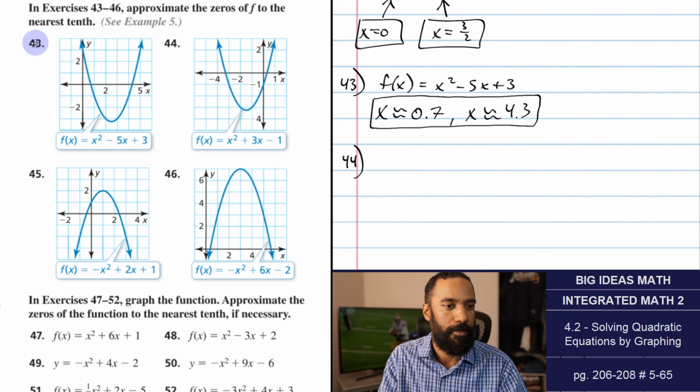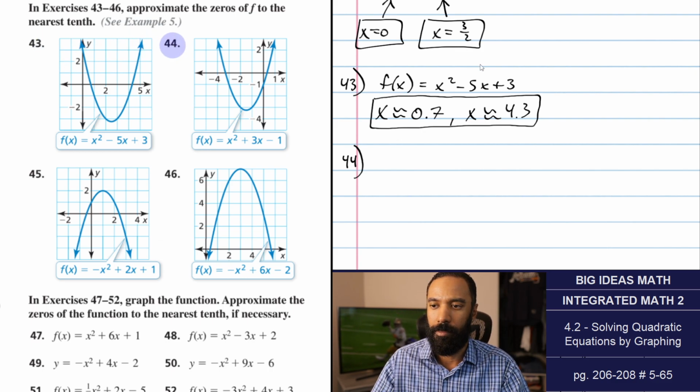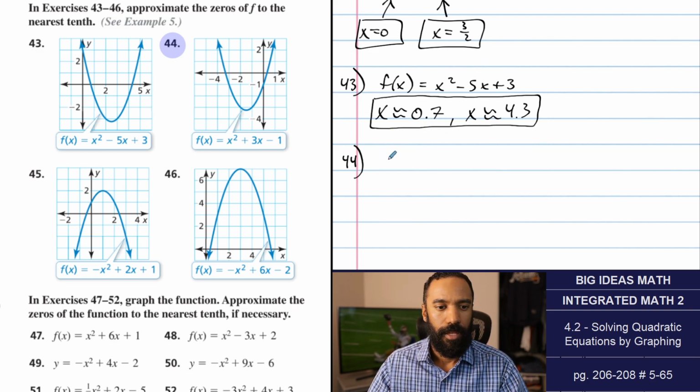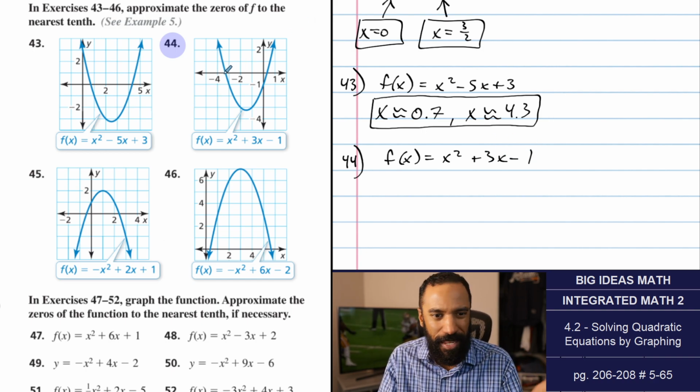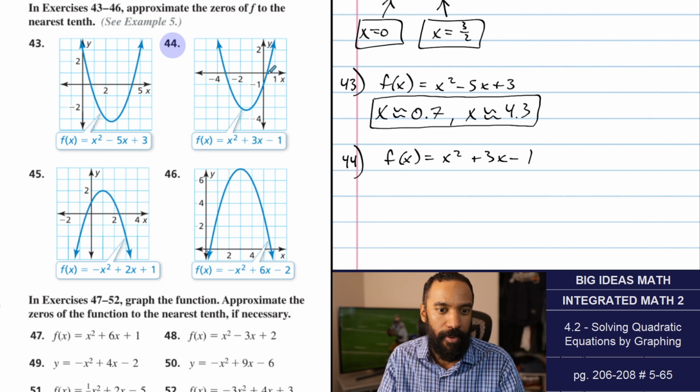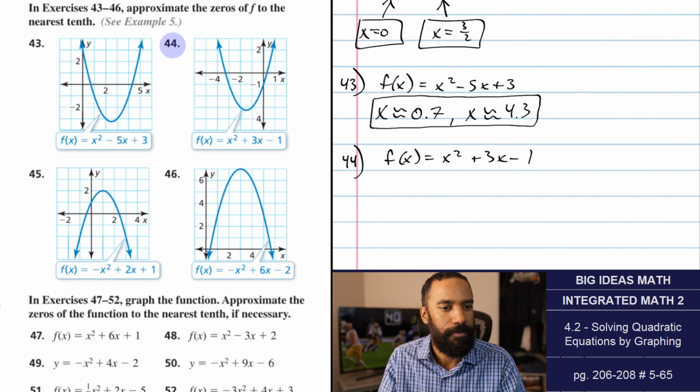Let's move forward. Let's see the approximations, make our best guess, and go from there. F of x equals x squared plus 3x minus 1. Looks like it's going to be somewhere between negative 3 and negative 4. Negative 3.4, negative 3.3, I don't know. And then maybe around 0.3 or 0.4 on this other side. So let's go ahead and go back to the calculator. New equation coming up. X squared plus 3x minus 1. Let's go between negative 4 and negative 3. Negative 4. Let's take a look.